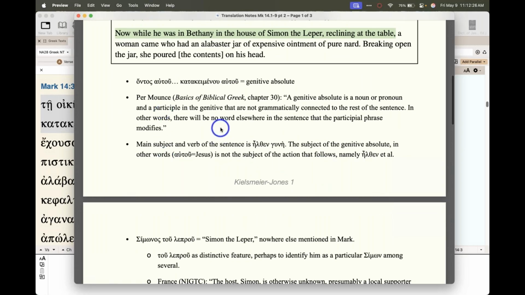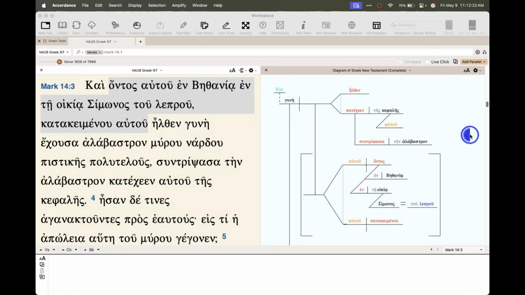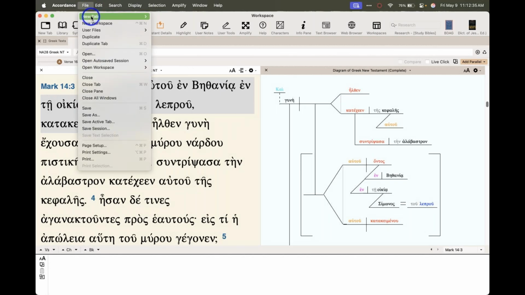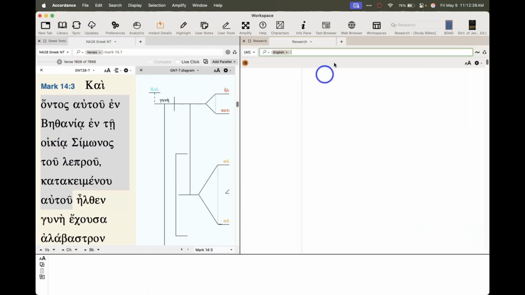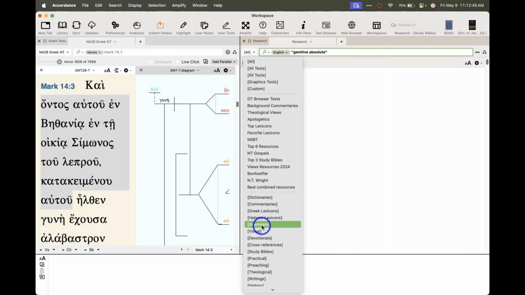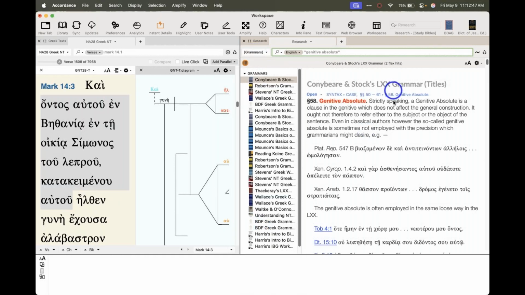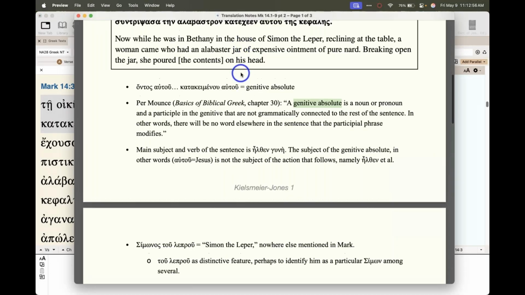So that's in your handout, more notes on that. And of course, in any of your grammars, you could open up a grammar or even your research window and type in genitive absolute. We won't go through the results, but I'll just demonstrate very briefly how to do that. File, new tab, research, genitive absolute. And you could even just search your grammars and you'll see a lot of different material in there, depending on what grammars you have. So that's worth looking at more if you want to.